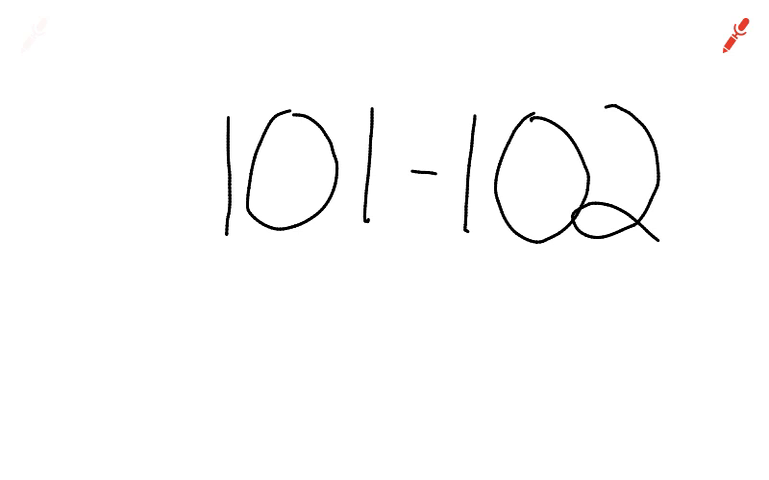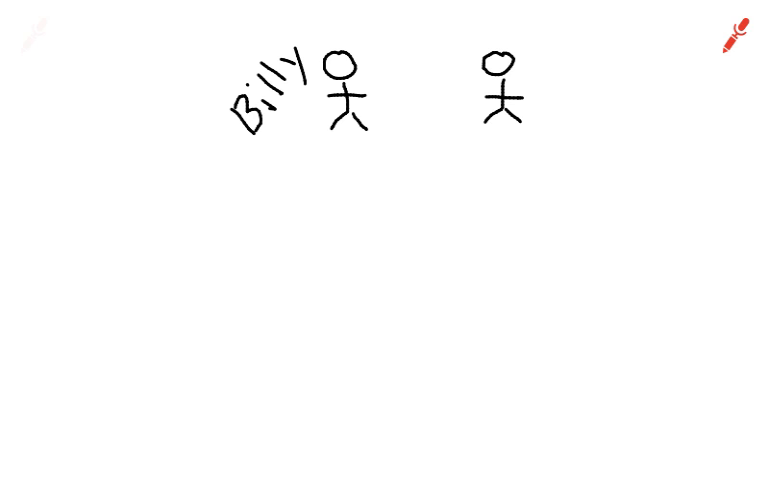Finding common factors. 101, 102. So I want to make sure that we understand the word common. Let's do it like this today. Let's say you had a person right here, and we'll say this person's name is Billy. And he has a friend, and his name is Bob.